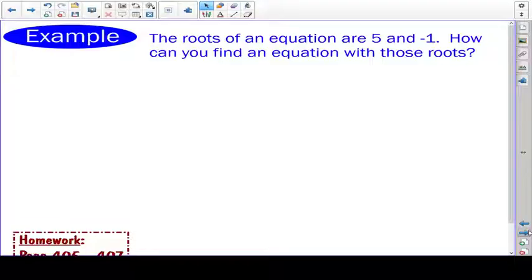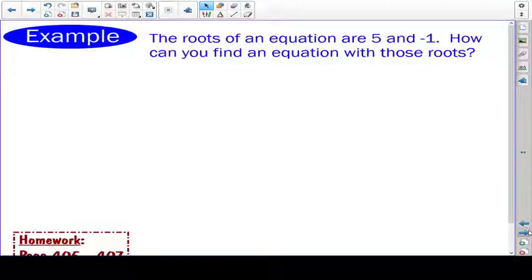So how do we do it? It's important for us to remember what these represent. Thinking back to last class, 5 and -1 represent what of the graph if we graphed it? What do they represent? The x-intercepts. That's exactly it.